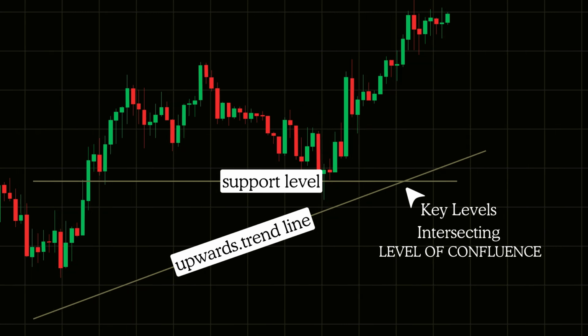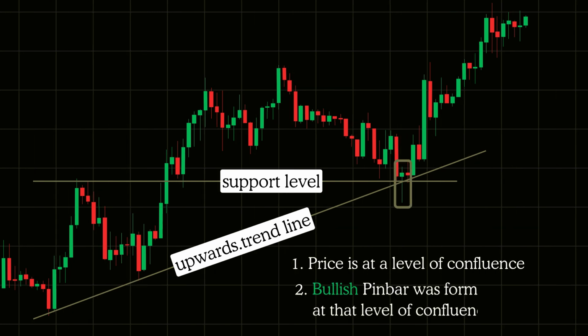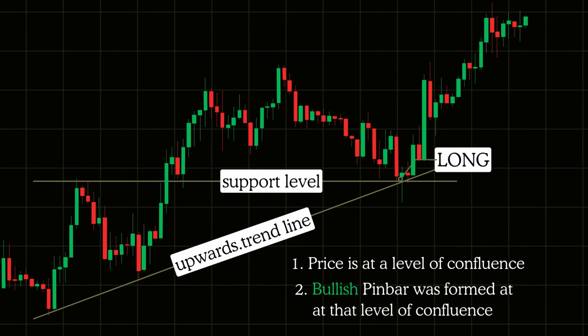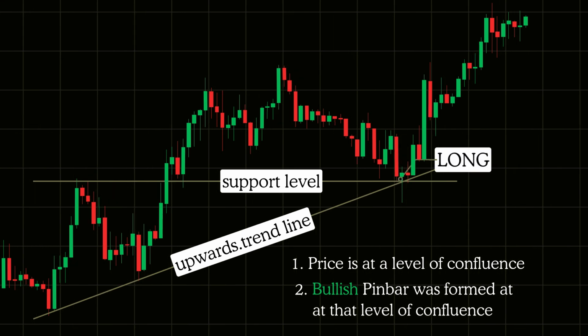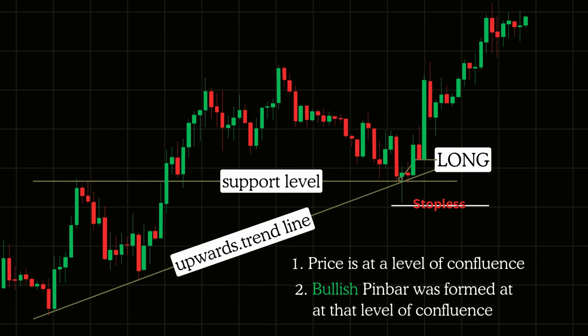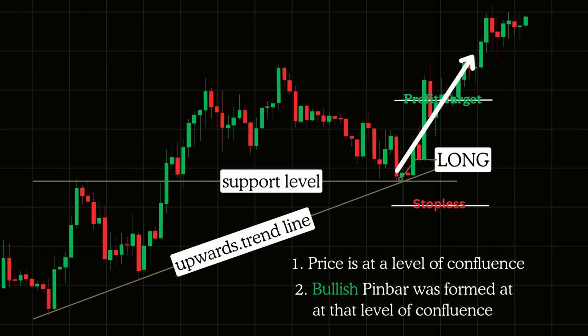So now we have two confirming elements. Price is at a confluence zone, and a bullish pin bar has formed at that location. This gives us strong grounds to take a long trade. For risk management, place your stop at the tip of the lower wick and aim for a reward that's 2 to 3 times your stop. As you can see here, this trade resulted in a profitable move upward.